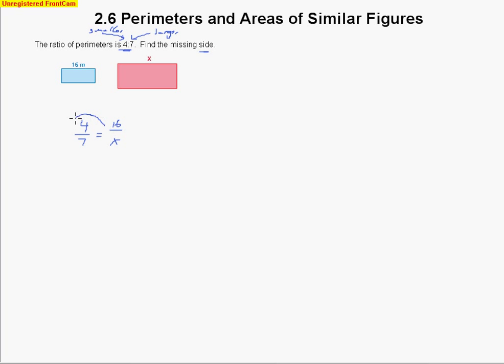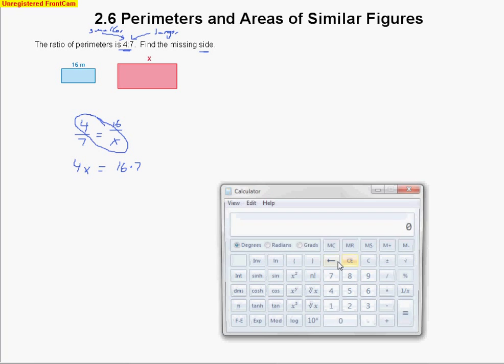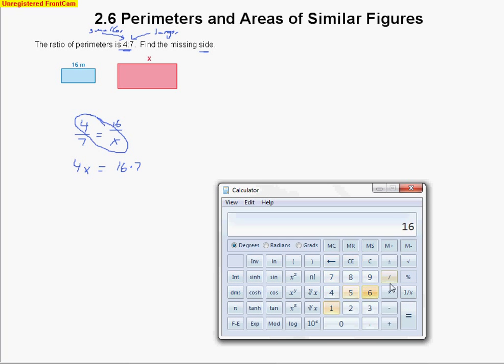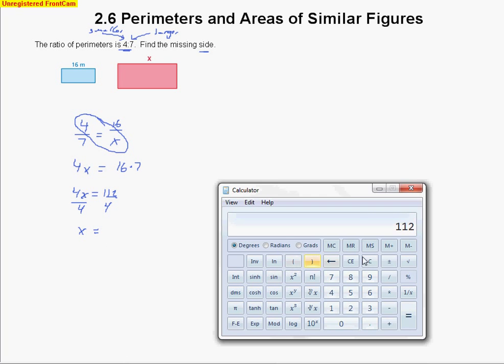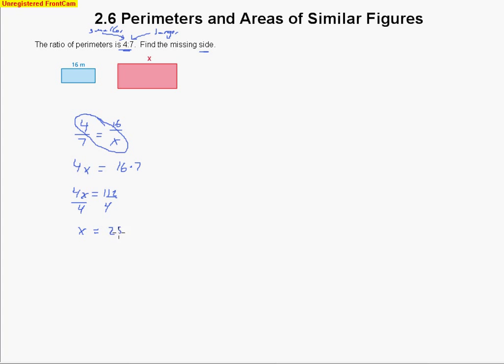Now all I have to do is cross multiply. So I do 4 times x equals 16 times 7. So we'll pull out that calculator, and I'll do 16 times 7, and that gives me 112. So now I have 4x equals 112, and I divide by 4, and we get the answer of 28. So 28 meters, because the 16 was in meters here.